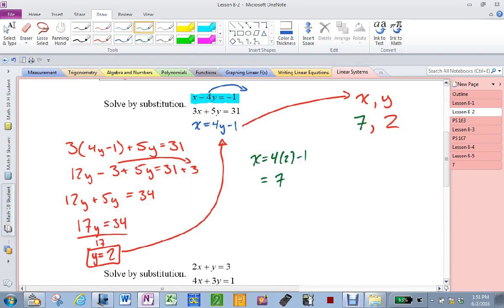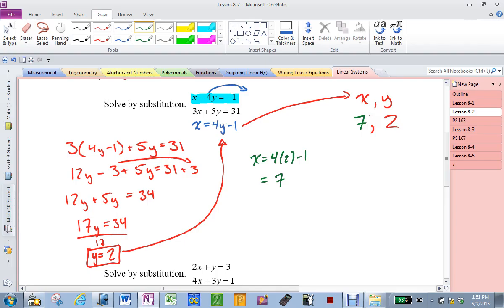Does everybody see how it's better than graphing? Because if it didn't work out perfectly, we could still do it, couldn't we? We could say y was 2.7 and put it in here. 4 times 2.7 minus 1. We could do it, right? So, look at what we got.